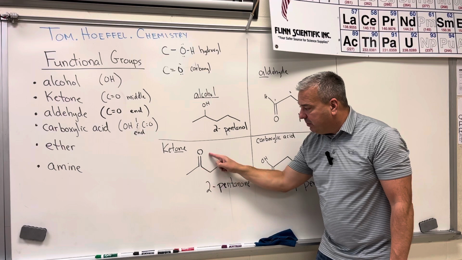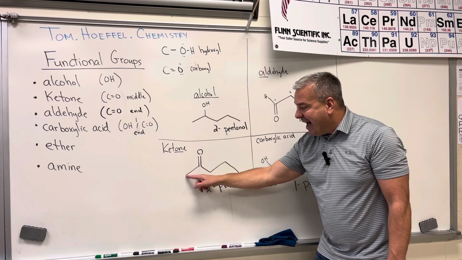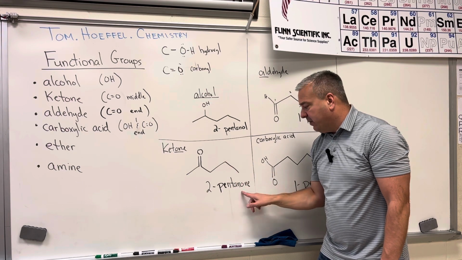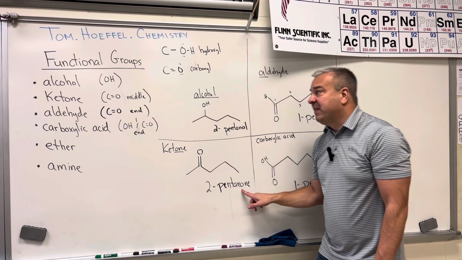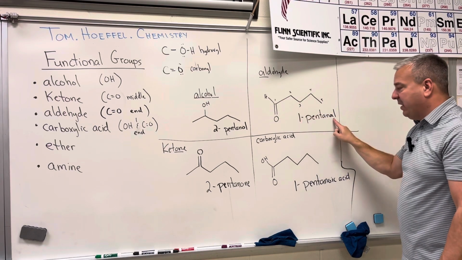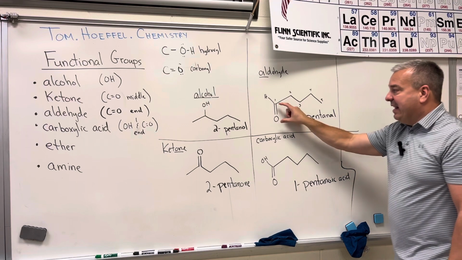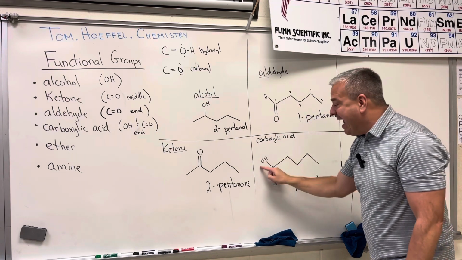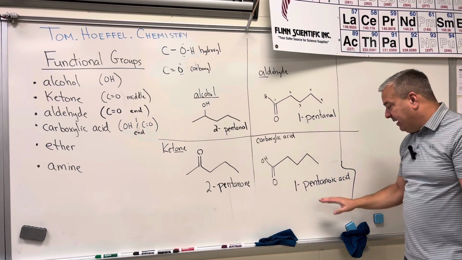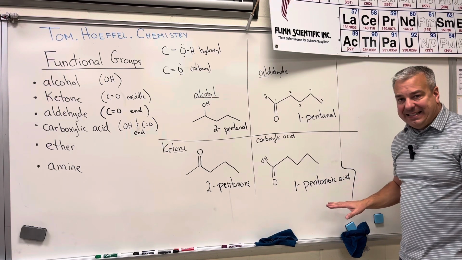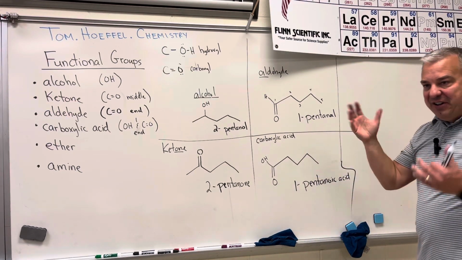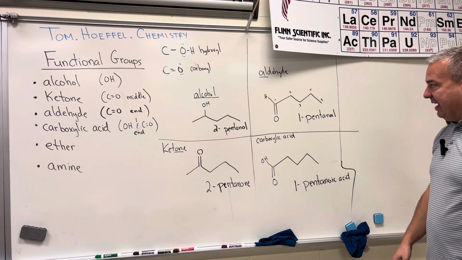If we have the carbon double bonded to the oxygen and it's not on the ends, it's somewhere in the middle, that makes it a ketone, and we end it with ONE. If indeed it's on the end, that makes it an aldehyde, and we're going to end it with AL. And if that carbonyl is on the end and we have the hydroxyl group, that makes it a carboxylic acid, and we're going to end it with OIC acid, or I see an acid, okay? It's kind of like the little phrase that I have in class.